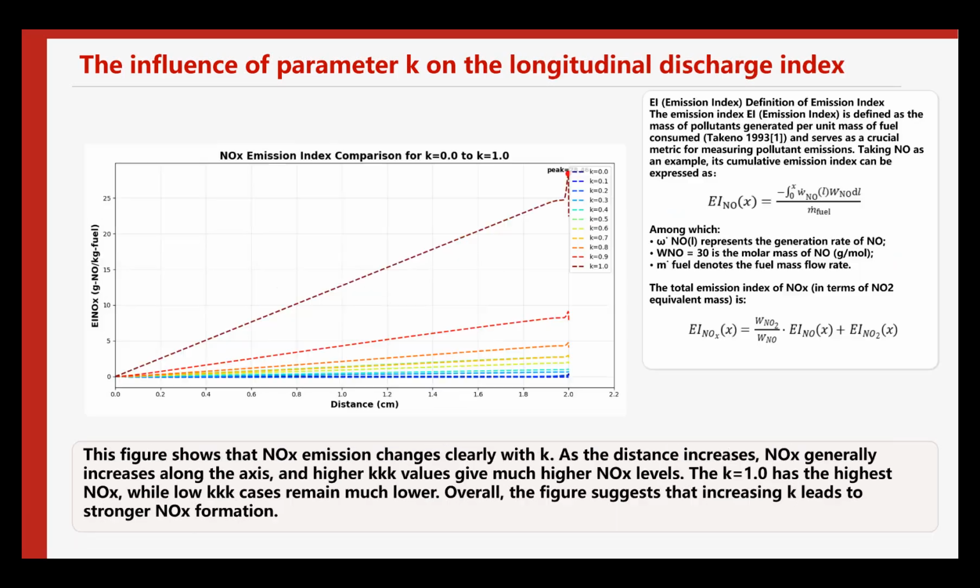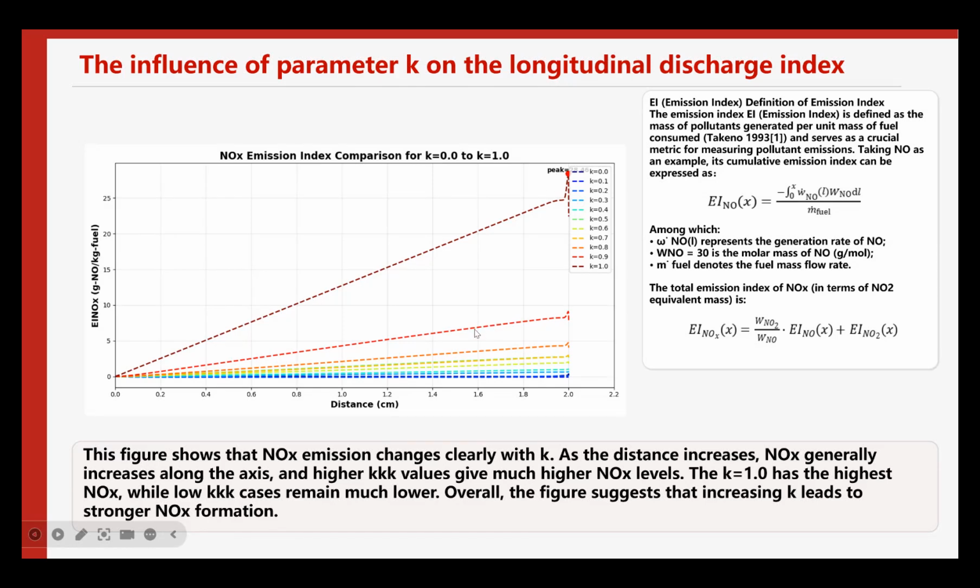Then I show the NOx emission index along the axial direction. From this figure, we can see that NOx generally increases with distance. This means NOx keeps forming during combustion. We can also see that higher K gives higher NOx values. When K equals 1, NOx is the highest. Low K cases remain much lower. So the general trend is very clear. When K increases, the NOx also increases.